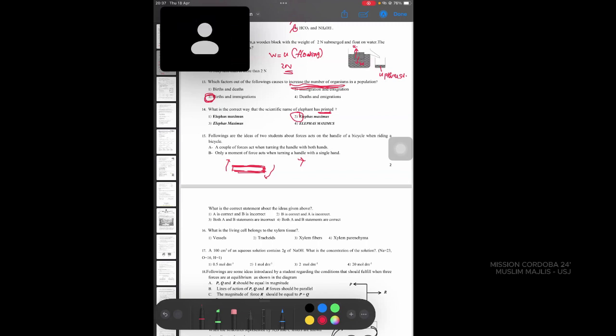Yes, sir. In opposite directions, we have equal magnitude. So therefore it's correct. Only a moment of force is acting when turning the handle with a single hand.